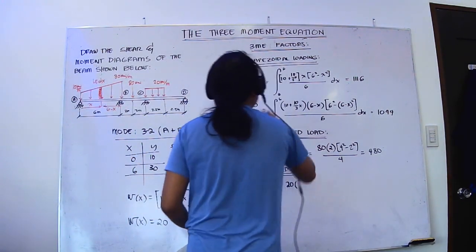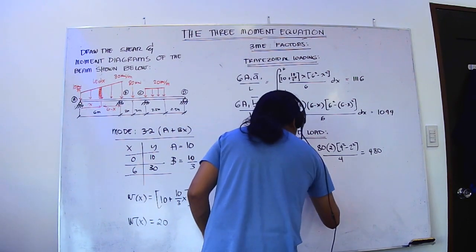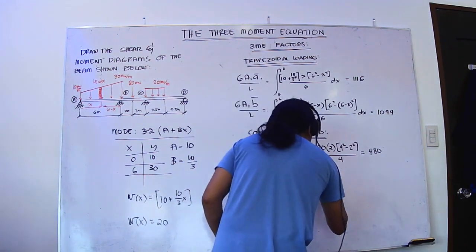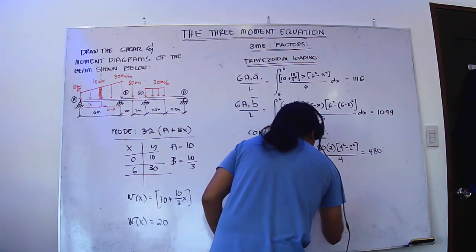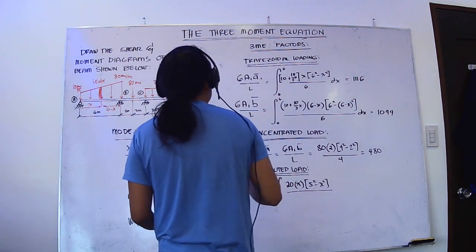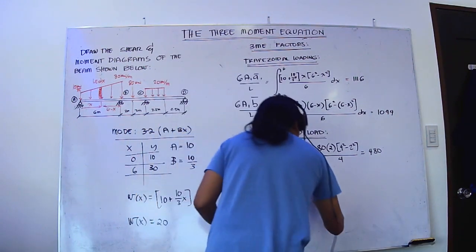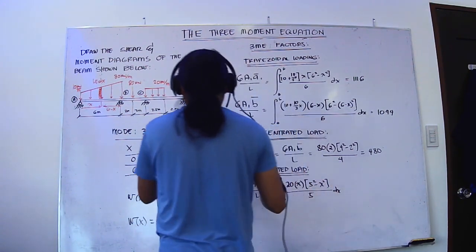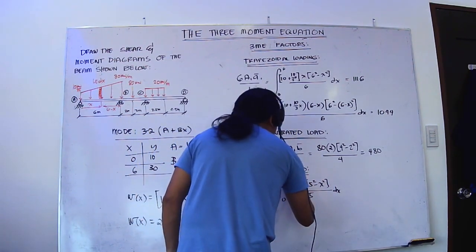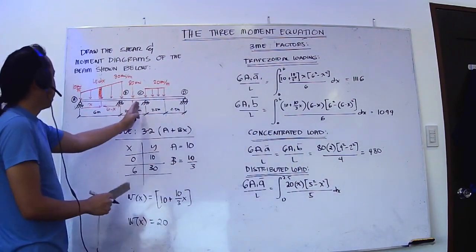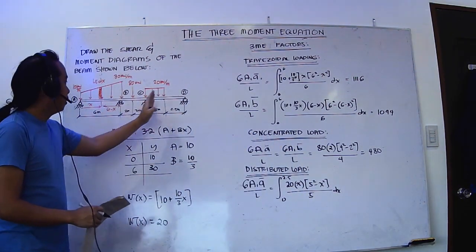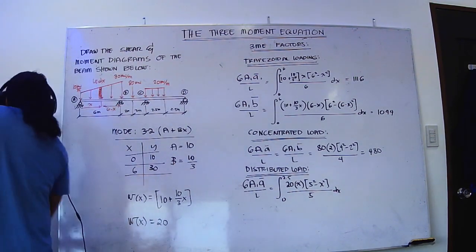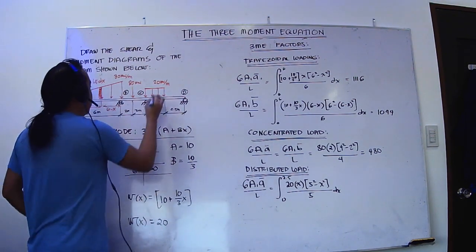20. A is generalized to be x. The length here is 5, so 5 squared minus x squared, divided by 5. The limits are from 0 to 2.5. We start at 0 and go to 2.5.